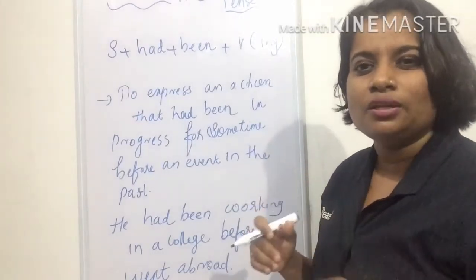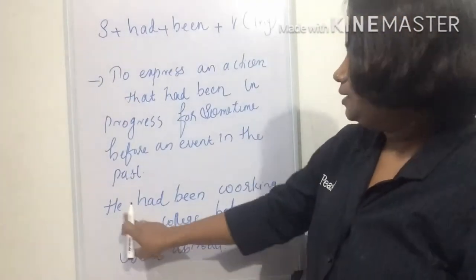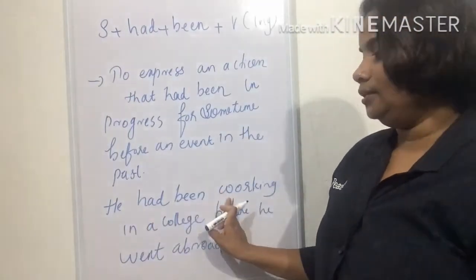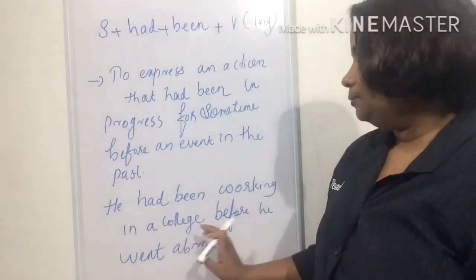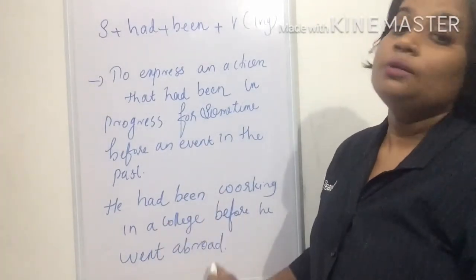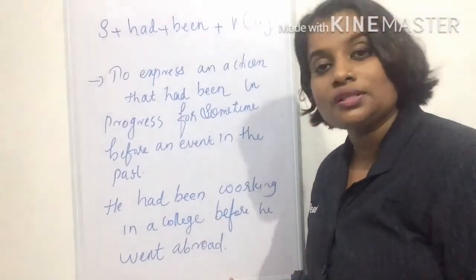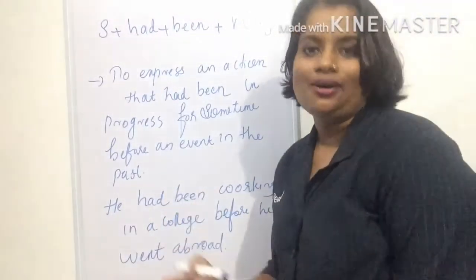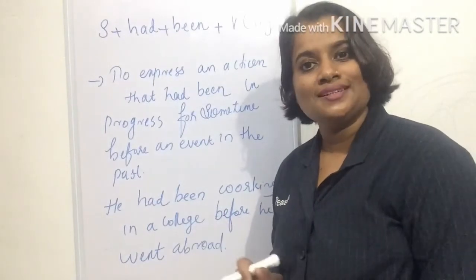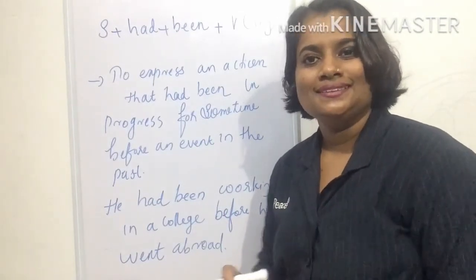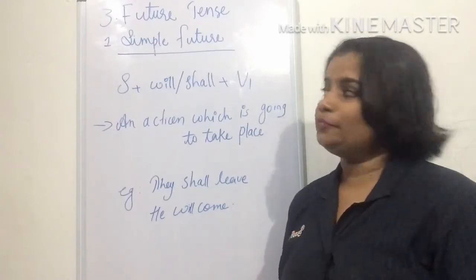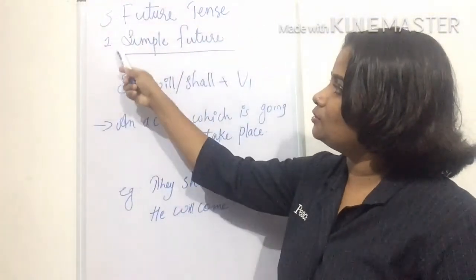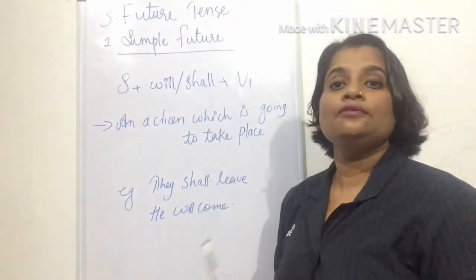From the example only you can understand. He had been working in a college before he went abroad. Before he went abroad, what was he doing? Yes, he had been working in a college. Do you understand? That's the third tense. So future tense, the first one is simple future.